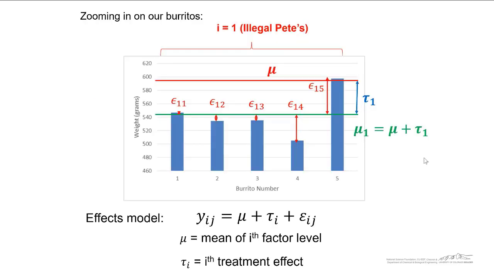In part 1, I showed you how we can redefine each of our observations as an overall mean, mu, plus a treatment effect, tau i, plus some sort of random variation. So here we have for group i equals 1, each of our observations, these blue bars, can be cast as an overall mean plus our tau 1. Tau 1 is incidentally going to be negative, plus our epsilons here.